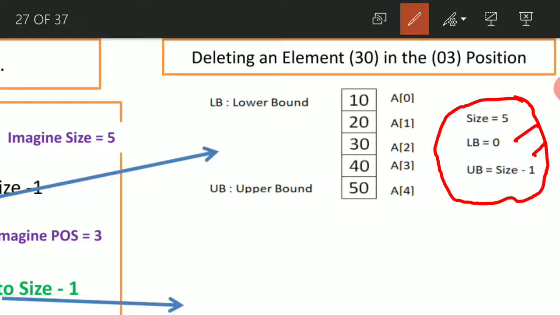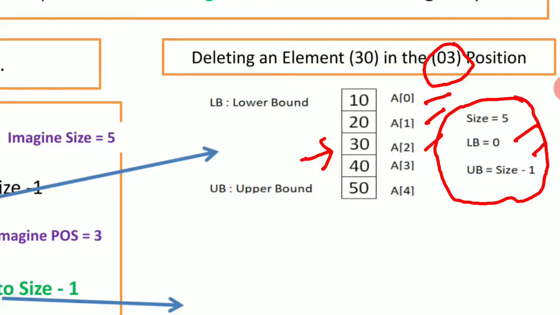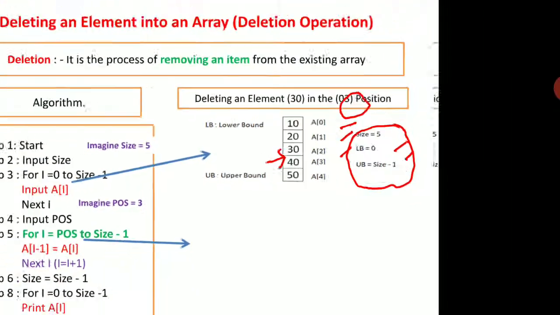What are we trying to do here? We are trying to delete the element 30, which is stored in the third position. The first position is a of 0, because the lower bound starts from 0. So this is the first element. The first element is 10, which is stored in the a of 0 location. The second element is 20, which is stored in a of 1. The third element is stored in a of 2. So, this element we will try to delete. We will see what algorithm we are going to follow here.